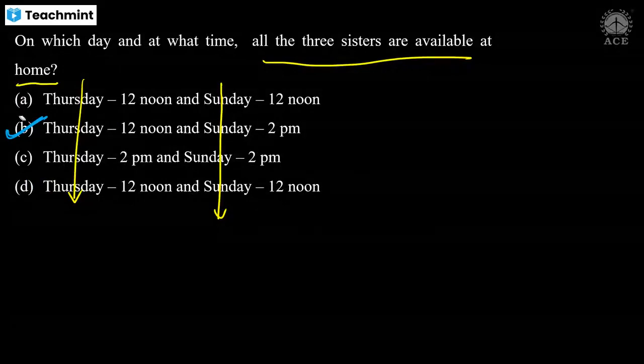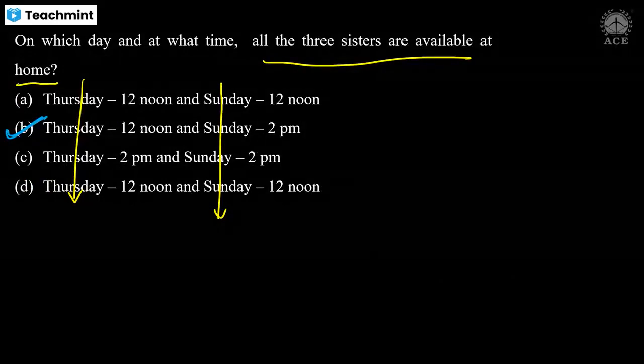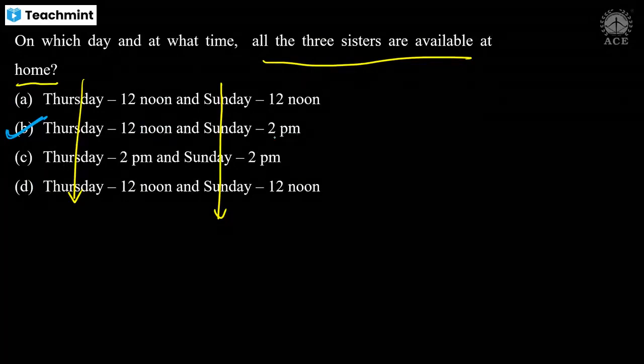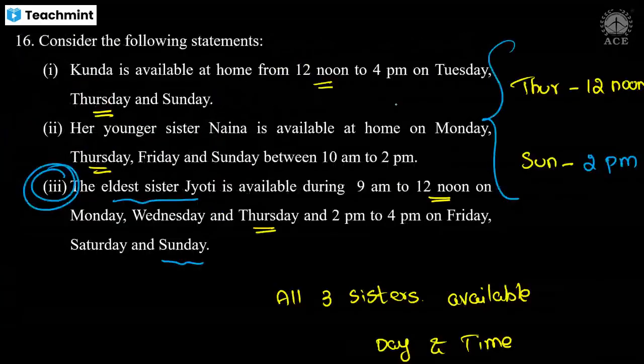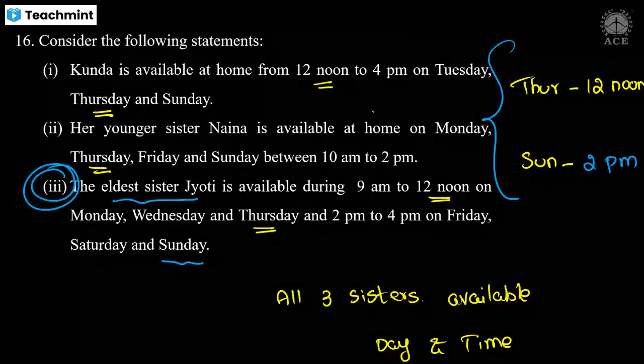Exact precise. It's not given any range also. There may be a possibility they can change the question to 12 to 1 a.m. or 12 to 2 p.m. like that also. But here it is exact, precise time, 12 and 2 as per the given data. This is an easy question. This may be given for basic or foundation.